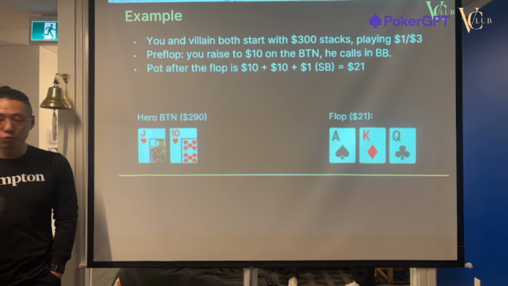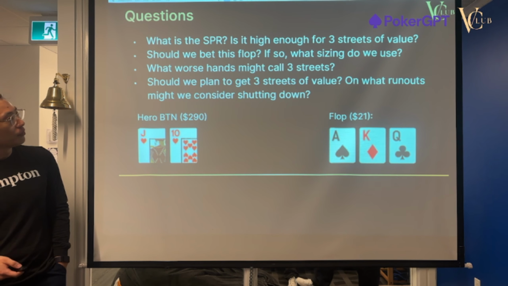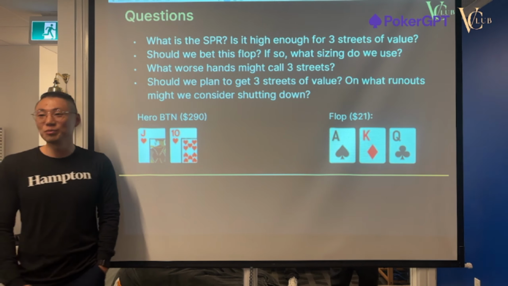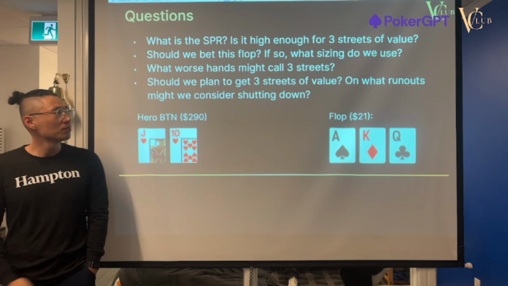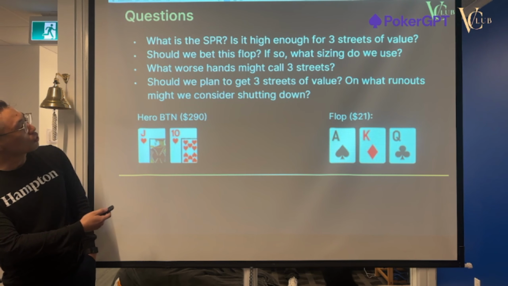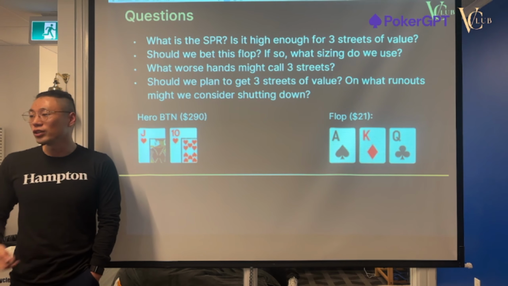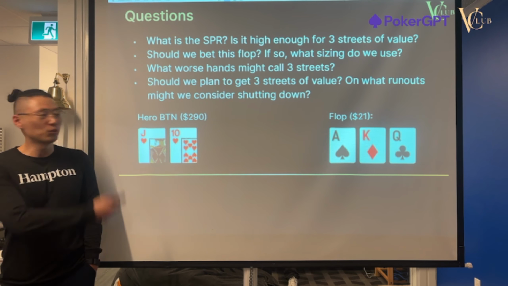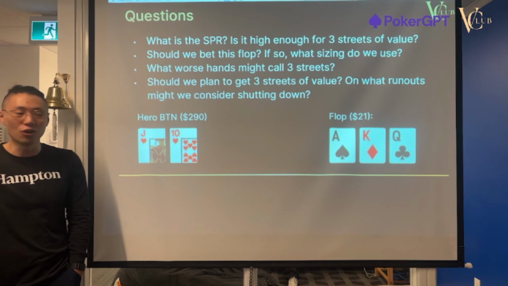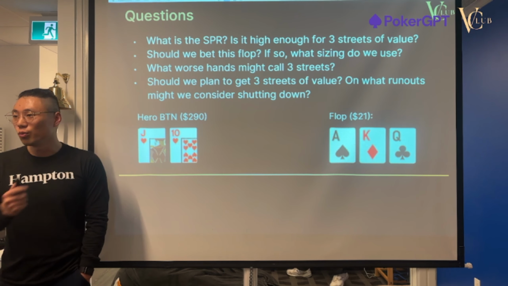So this is where we put in that future planning. I kind of answered this question for you guys, but what is the SPR, and is it high enough for 3 streets of value? What do you guys think? Yes, because we said anything above 2 SPR, then we can go for 3 streets of value. Should we bet this flop, and if so, what sizing do we use?